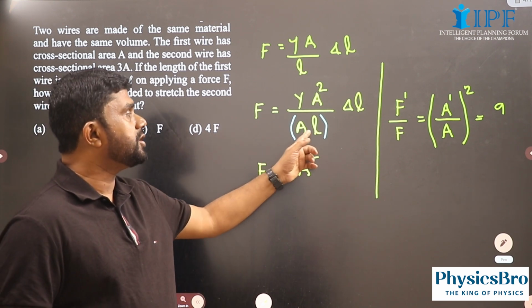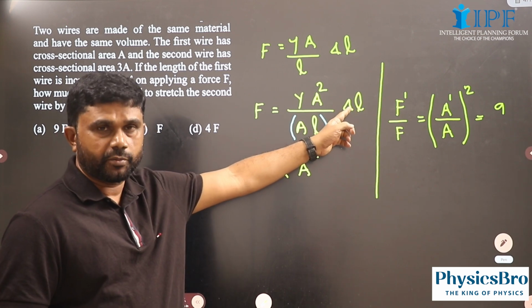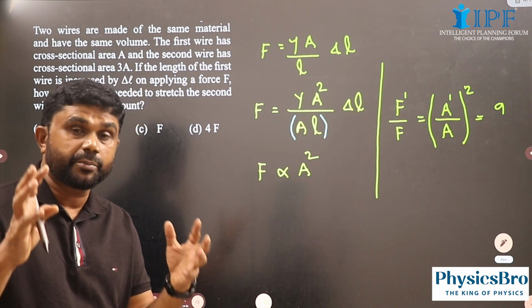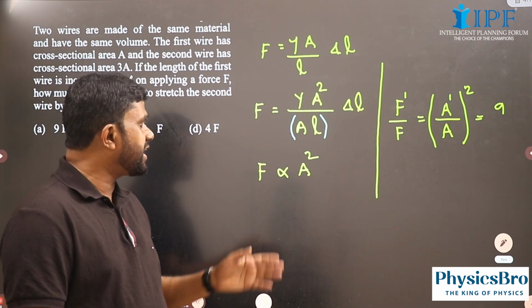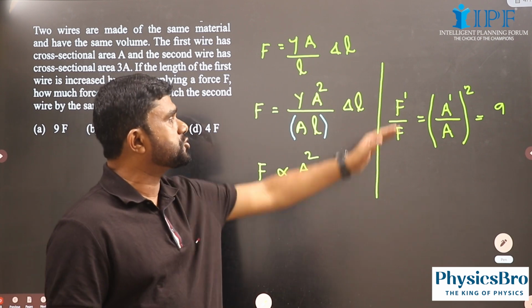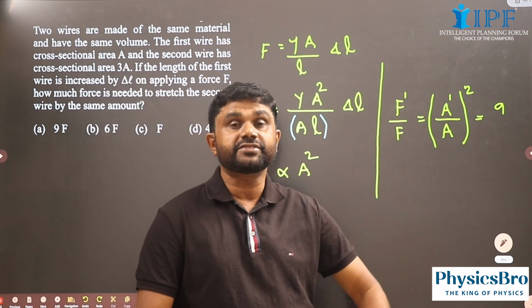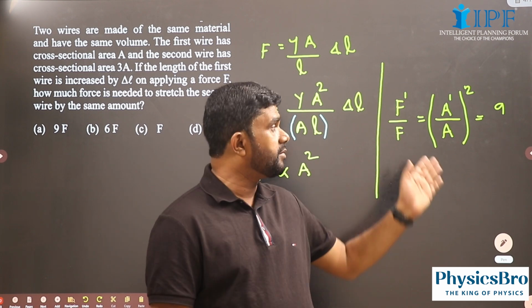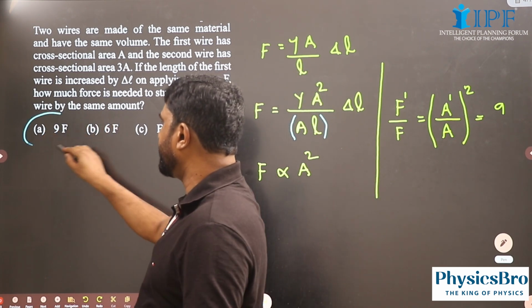A into length, volume is the same for both the wires. Elongation is the same for both the wires, and both the wires are made of the same material, so Young's modulus is also the same. So we can say F is directly proportional to the square of the area. So F dash over F will be (A dash by A) whole square, and A dash is given as 3A. So it will be 3 square, or 9F. So it must be 9F.